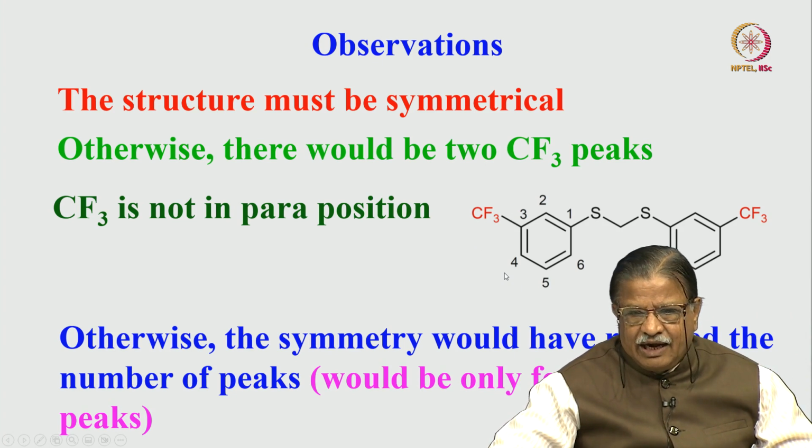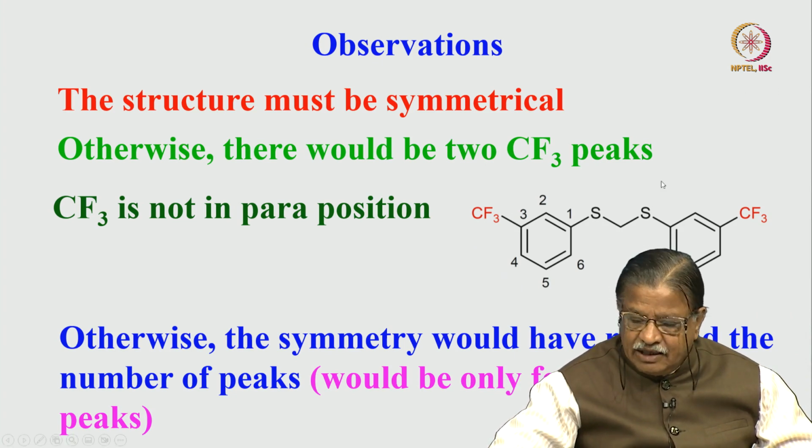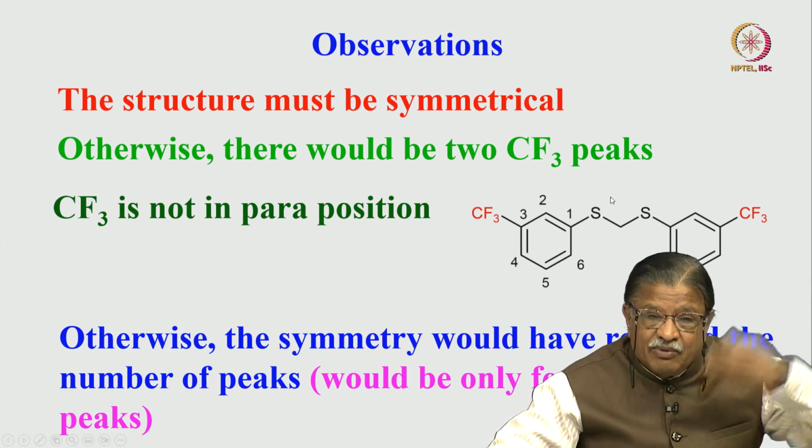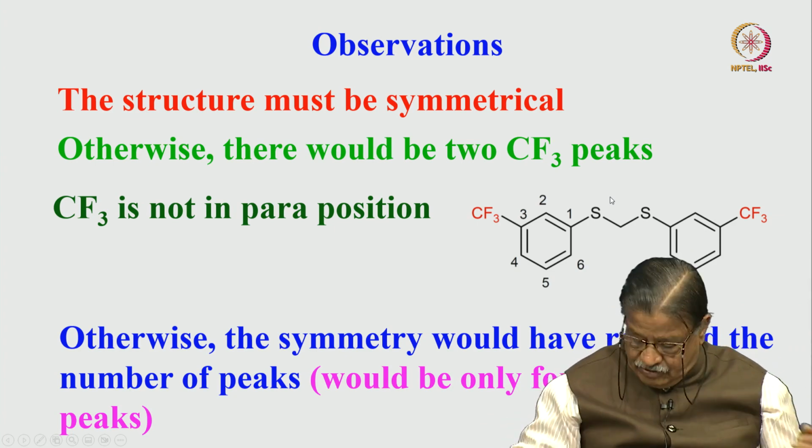Okay, we have drawn already 2 conclusions. One, there is only single CF3 and there is a symmetry here. Because of that we are getting single CF3, and this CF3 is also not in the para position with respect to sulfur, otherwise the number of carbons what we observed would have reduced. Instead of 6 we would have got 4 peaks.